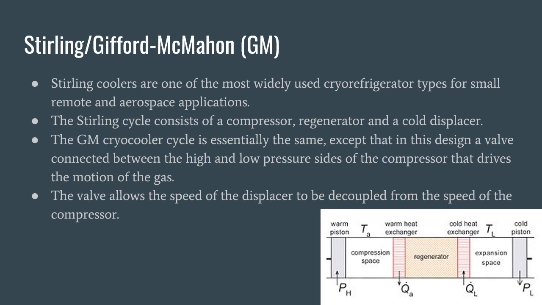The GM cycle is essentially the same, except in this design, a valve connects the high and the low pressure side of the compressor. This valve allows the speed of the displacer to be decoupled from the speed of the compressor. This means that engineers don't have to use custom-built compressors. They can just use a reliable and inexpensive compressor, which makes it a more cost-efficient cycle.